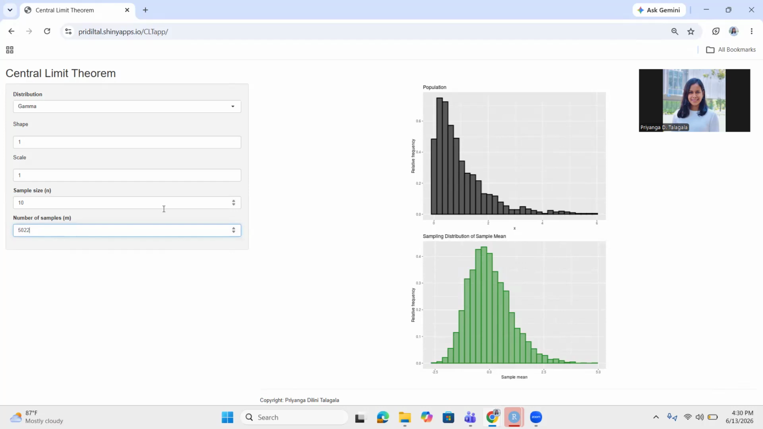We can also observe the effect of the sample size. When the sample size is small, the sampling distribution may still show some irregularity. But as the sample size increases, the distribution becomes more stable and increasingly normal.